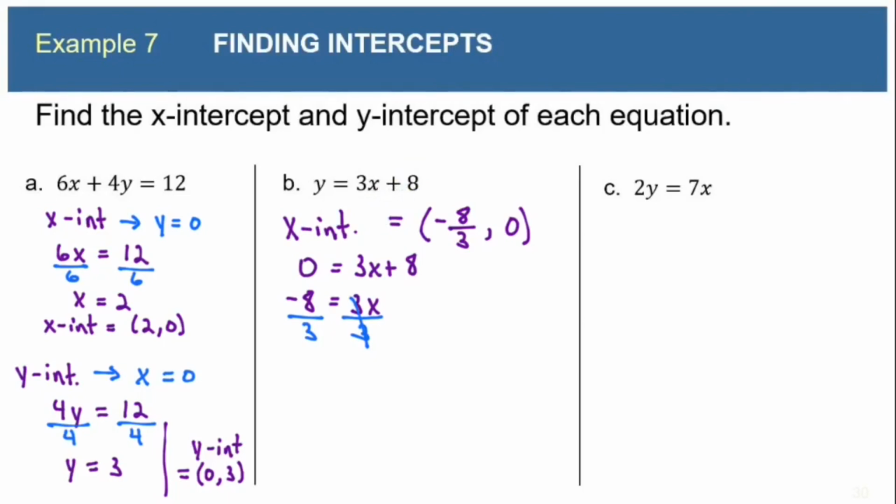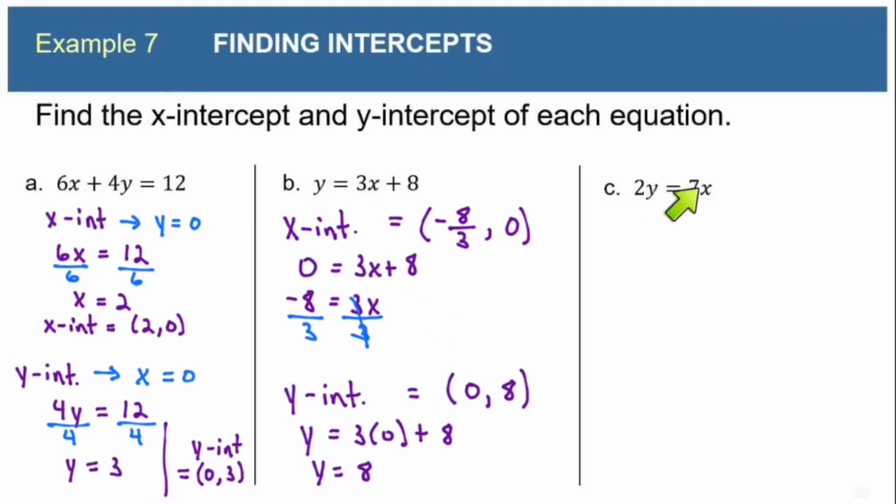Now to find the y-intercept, we probably already know that the y-intercept is going to be (0, 8), but let's go through the steps anyway, just to make sure everything works the way we think it should. To find the y-intercept, we plug in 0 for x. The x term disappears, and we have y equals 8. So the y-intercept is at (0, 8), and that's exactly what we knew would happen from previous examples.